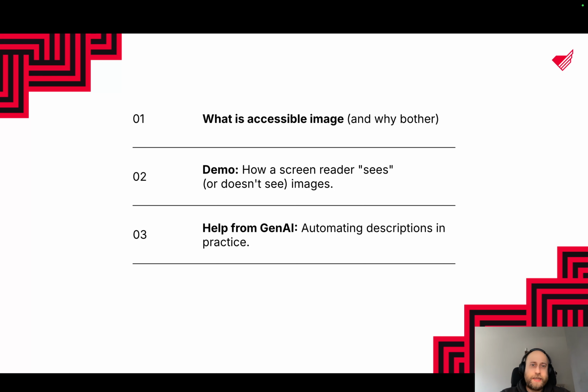First, we'll try to find out what an accessible image is and actually why bother. Then we'll see a short demo about the screen reader and how it sees images, or does not. And then we'll try to get help from GenAI and find out if we can create a good automation for the creation of descriptions in practice.